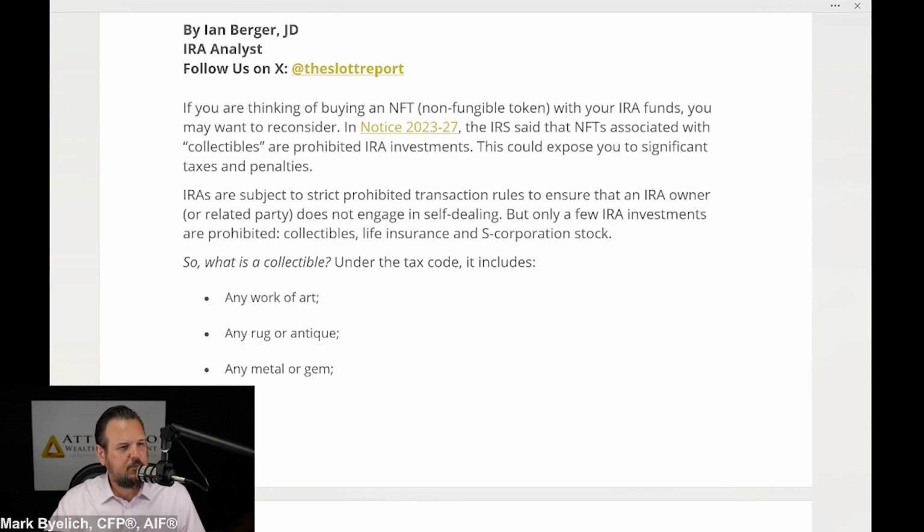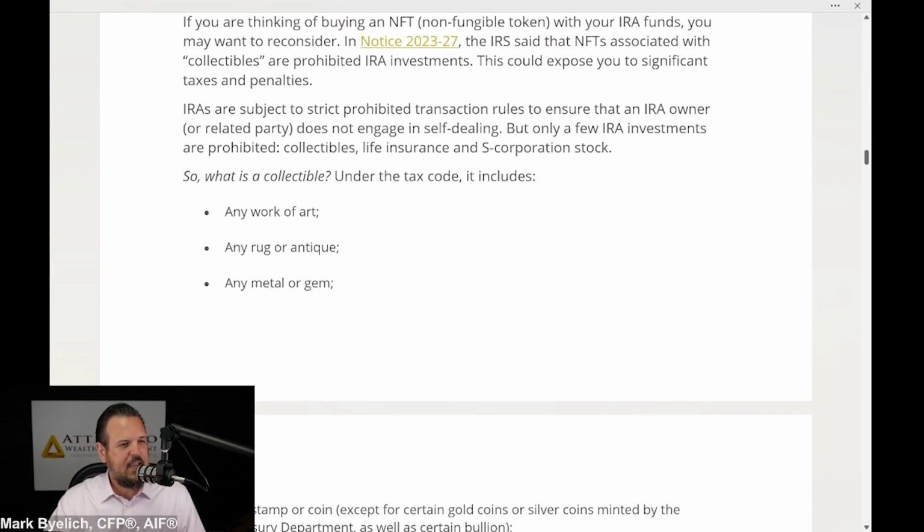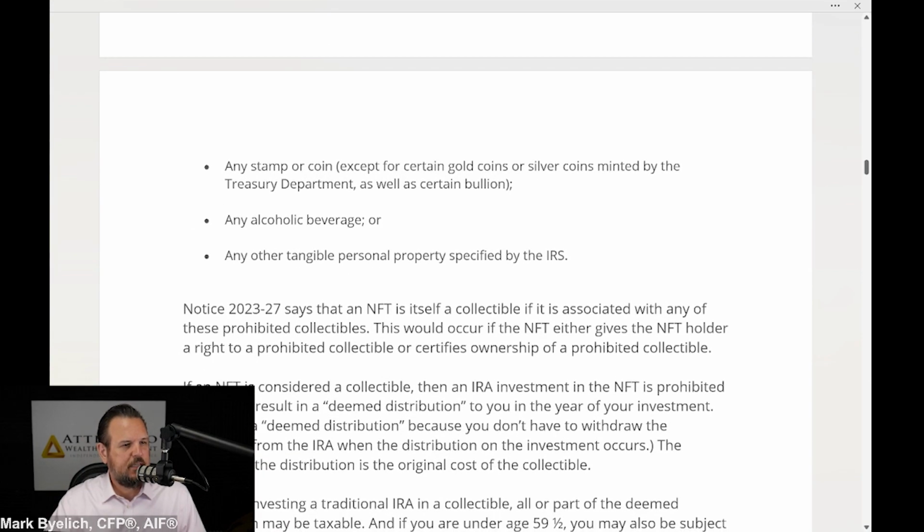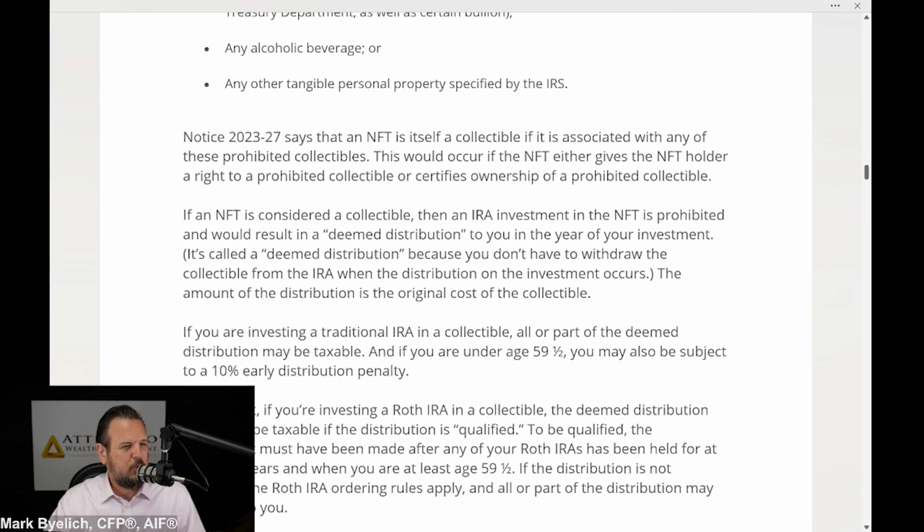So what is a collectible? Under the tax code, it includes any work of art, any rug or antique, any metal or gem, any stamp or coin except for certain gold coins or silver coins minted by the Treasury Department, as well as certain bullion, any alcoholic beverage, or any other tangible personal property specified by the IRS. Notice 2023-27 says that an NFT is itself a collectible if it is associated with any of these prohibited collectibles.